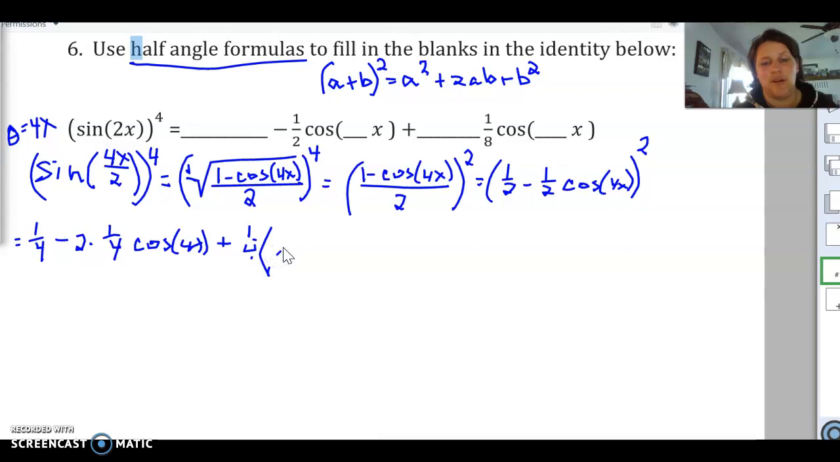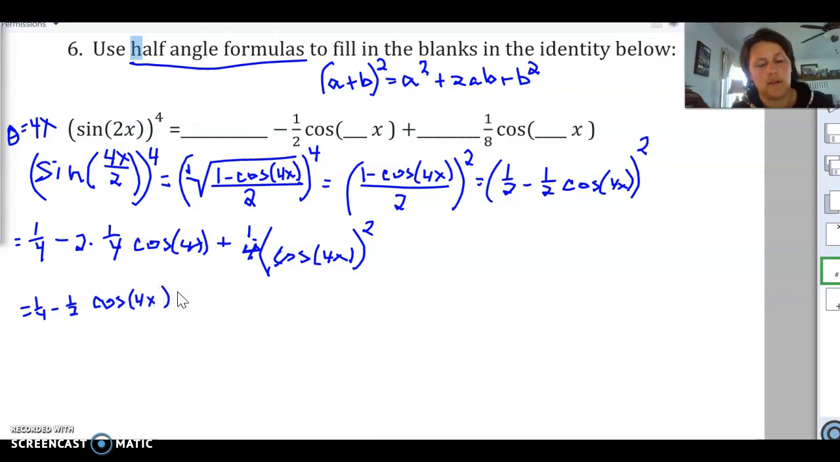1/4 cosine of 4x squared. That is a 1/4 here. All right, so let's rewrite that a little bit nicer. So we have 1/4 minus 2 times 1/4, which is 1/2, cosine of 4x, plus 1/4 cosine of 4x squared.